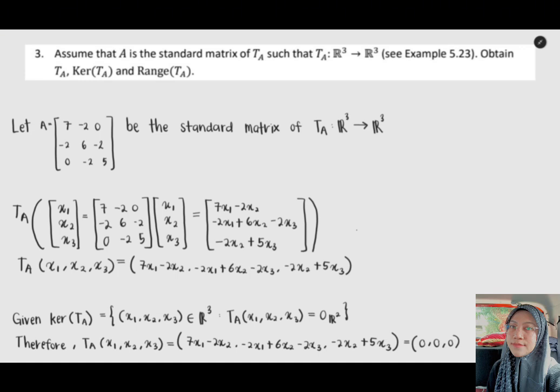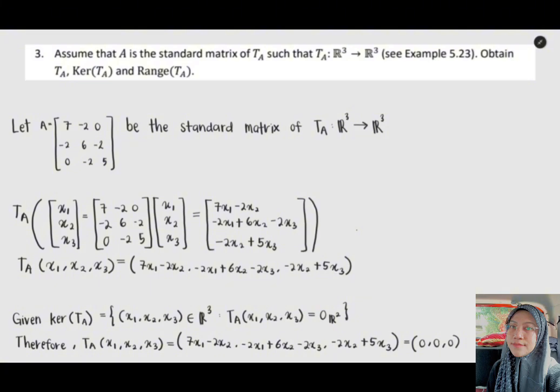Step 1. We need to multiply the standard matrix with the column vector of X, which is also denoted as X1, X2, and X3, in matrix form to find TA. Then we get a 3 by 1 matrix as the result. The first row equals 7x1 minus 2x2. The second row equals minus 2x1 plus 6x2 minus 2x3, and the third row is minus 2x2 plus 5x3.